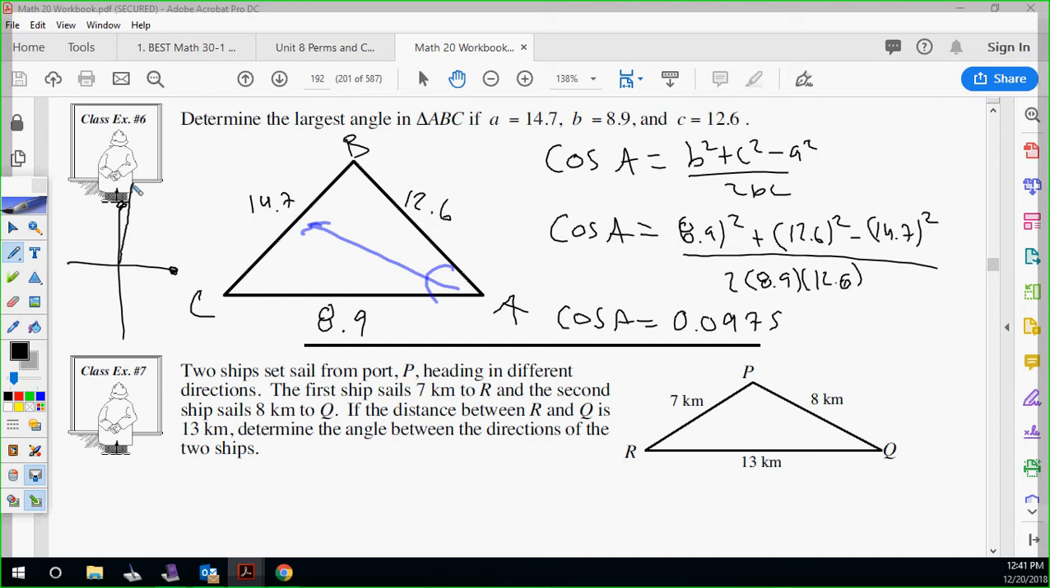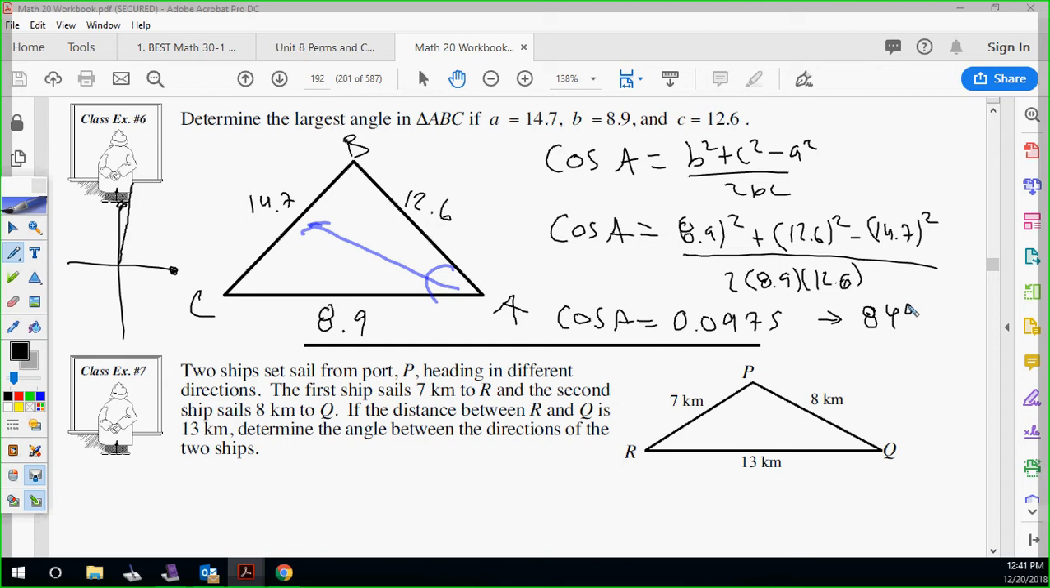86, 87, right? Because that's close to 90. When you cos inverse this, you get 84. So I'm just getting you some context of that number sense of why that makes sense. It's 84. It's close to when cosine is 0. Cosine is 0 at 90. Okay, make that connection. Okay, questions?